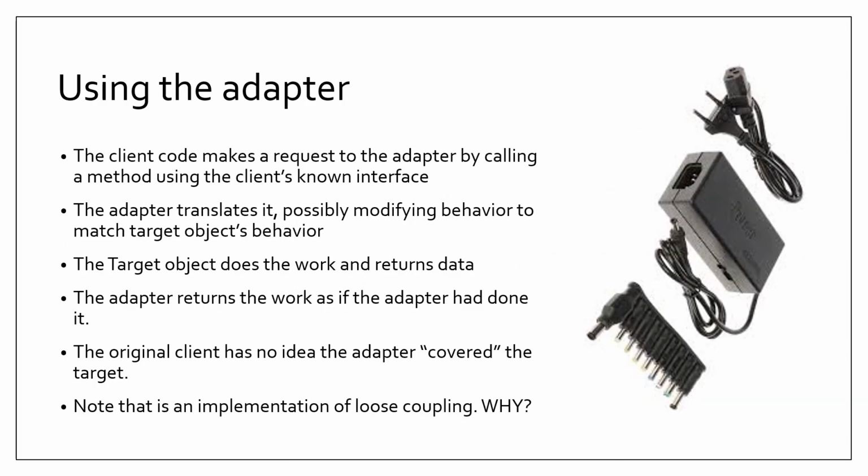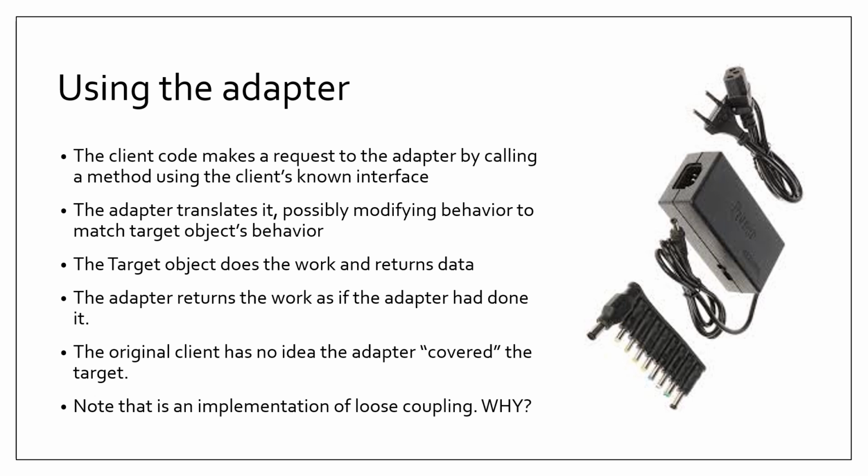So when would you use the adapter? The client code is going to make a request to the adapter by calling a method that it already knows. The adapter is going to translate it and then call the underlying object's appropriate methods. Then whatever work is returned will be formatted properly so that it gets returned to the original client. And here the original client has no idea that the adapter was in the middle. It thinks it's talking to an actual client that it wants to talk to.